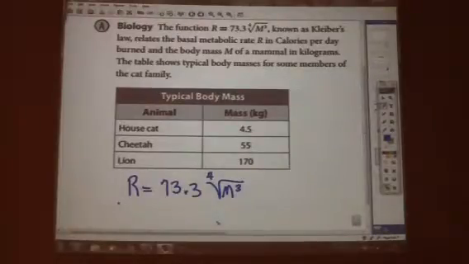So how would I change Kleiber's law? R equals 73.3 times m to the 3/4 power.